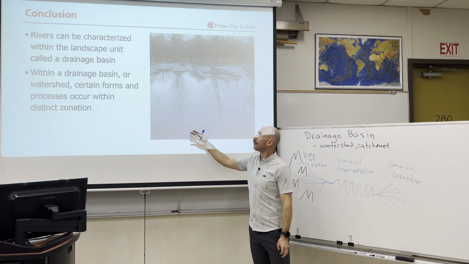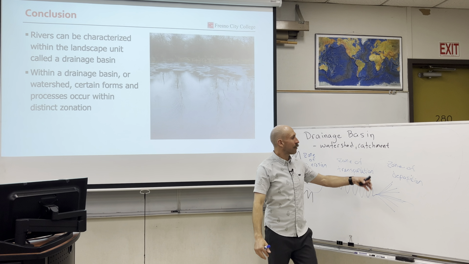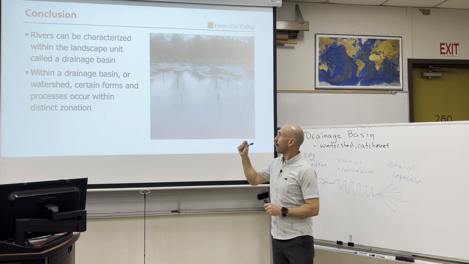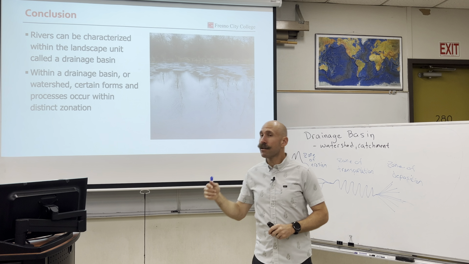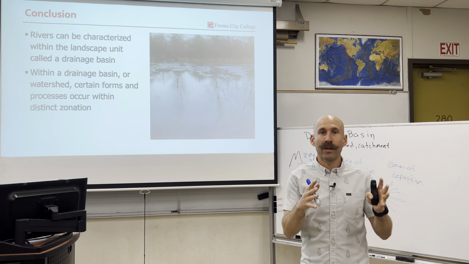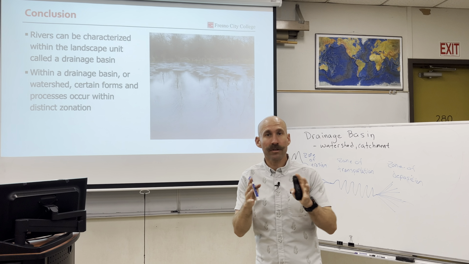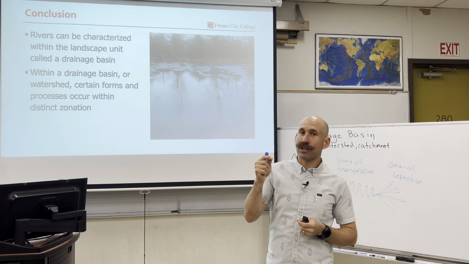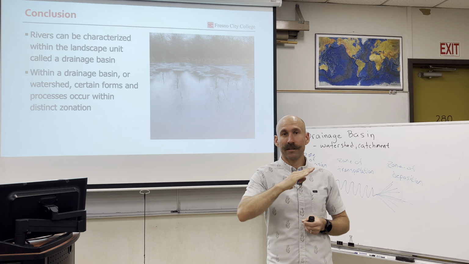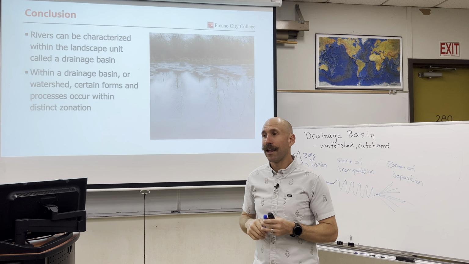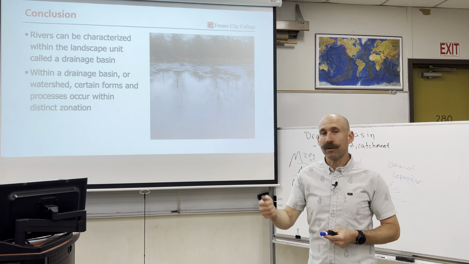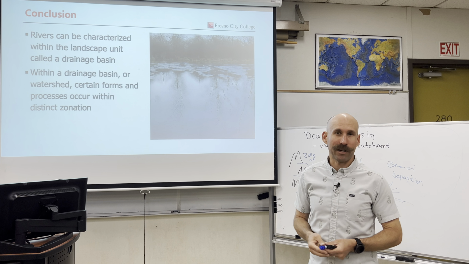So in conclusion, rivers are characterized by the drainage basin, the basic unit of landscape. Within a drainage basin, you have specific zones based on processes as determined by the gradients we can see on the longitudinal profile, and those in turn are going to dictate or control channel morphology and fluvial processes.